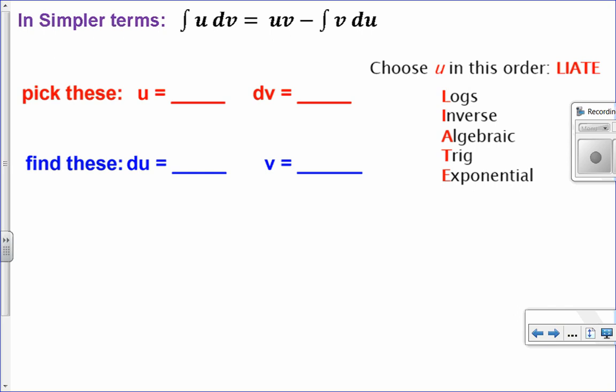So to help you pick u, what helps me is to remember this acronym, LIATE. And you're going to pick the first u on this list, and this works the majority of the time. So if there is a log, I would choose u to be that. Then I would go to inverse, algebraic, trig, and exponential. So I would choose whichever is the first on the list for u, and then the other part of my product obviously would then be dv. You fill in the rest and apply the formula.